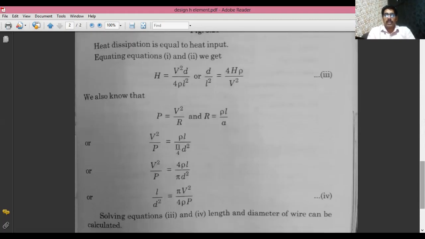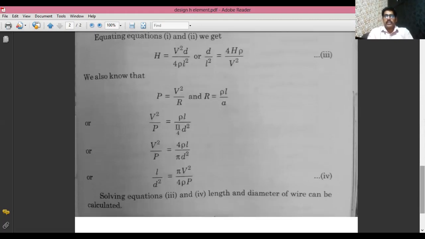After that, when you solve this equation, you get a final equation: L upon d square is equal to pi V square upon 4 rho into P, where L is the length of the heating element, d is the diameter, pi is a constant value 3.14, V is the voltage, 4 is a constant, rho is the resistivity of the material used for the heating element, and P is the power. This equation number 4 we can use for calculating the length of wire as well as the diameter of the wire used as a heating element.